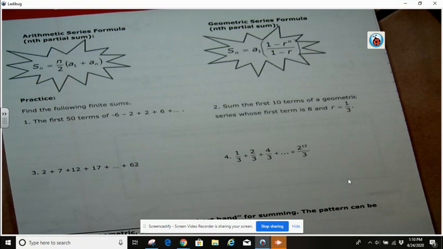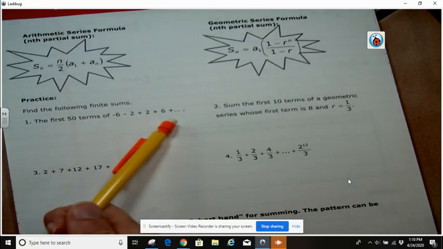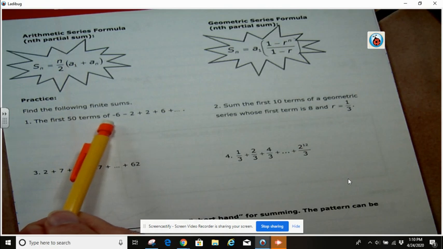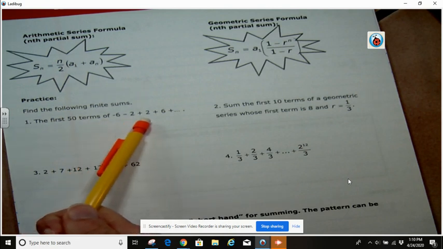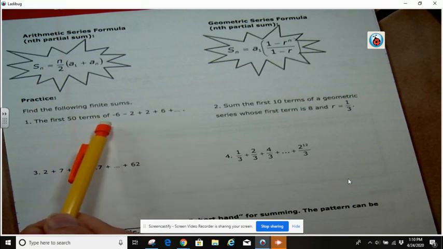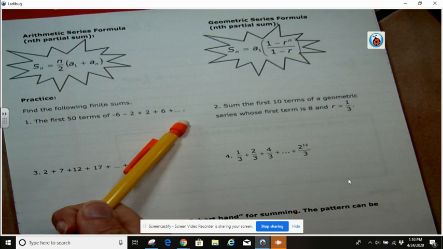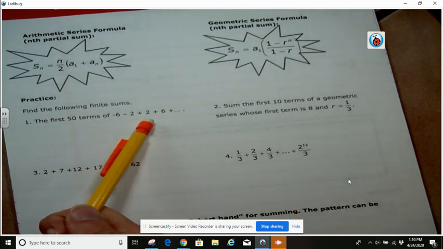Okay, so find the following finite sums. The first 50 terms of the following. It's a series because we don't have commas anymore. We have pluses and minuses. So it goes from -6 to -2 to +2 to +6. So we can determine that this is arithmetic because we can see it's going up by 4 each time. Again, if you're unsure, take any term and subtract the previous term.